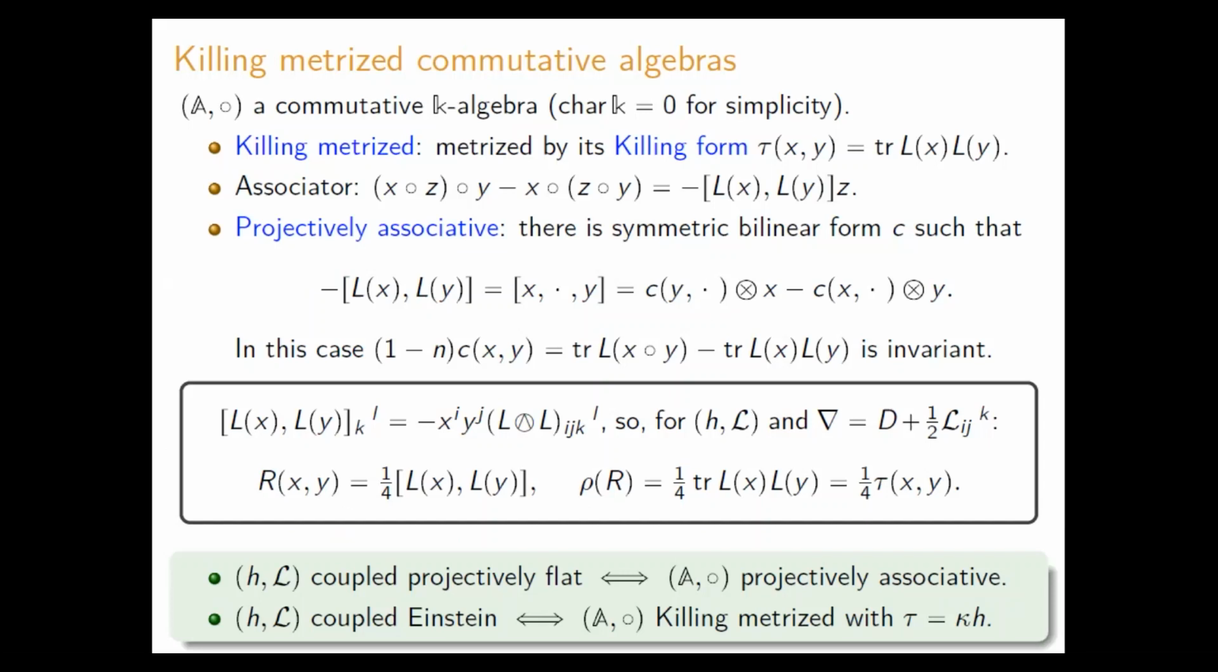And so I can write all this in terms of the Kulkarni-Nomizu square of the cubic form. So that should be this cursive L, really. And I get expressions. So I can build then from H and L the associated nabla, and I can write down its curvature. And these look very much like formulas that one is familiar with from the Lie algebra context. And the upshot is that such a pair is coupled projectively flat or coupled Einstein if and only if this algebra satisfies this projectively associative condition or it's Killing metrized. So these are two tractable algebraic conditions.